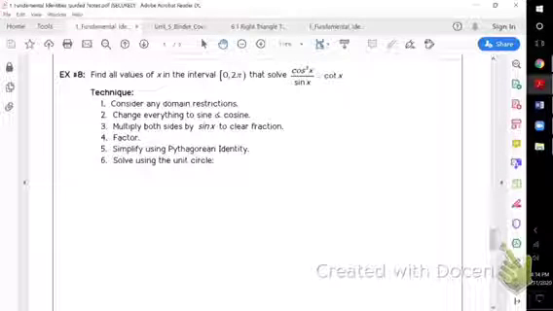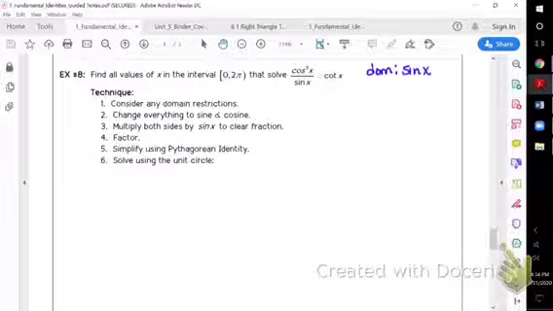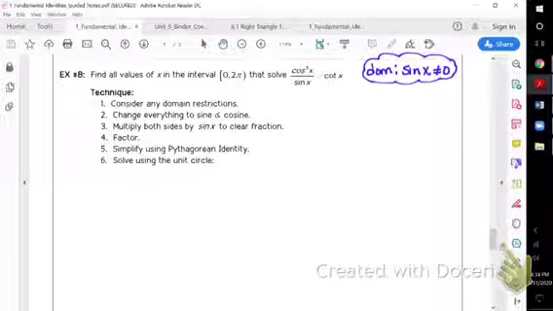First thing is, if we have a fraction that has a variable in the denominator, remember that denominator cannot equal 0. So that means that our domain is going to be that sine of x cannot equal 0. So we've got to watch out for that, because we could get a solution that would give us this, but it really isn't true for the problem, because that'll put 0 in our denominator and make it undefined.